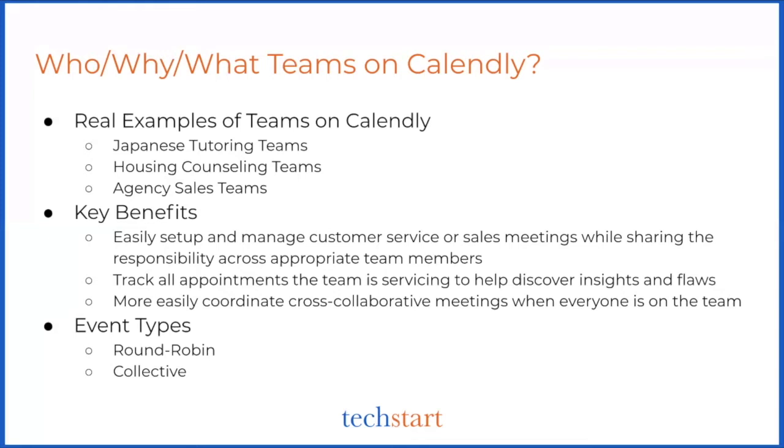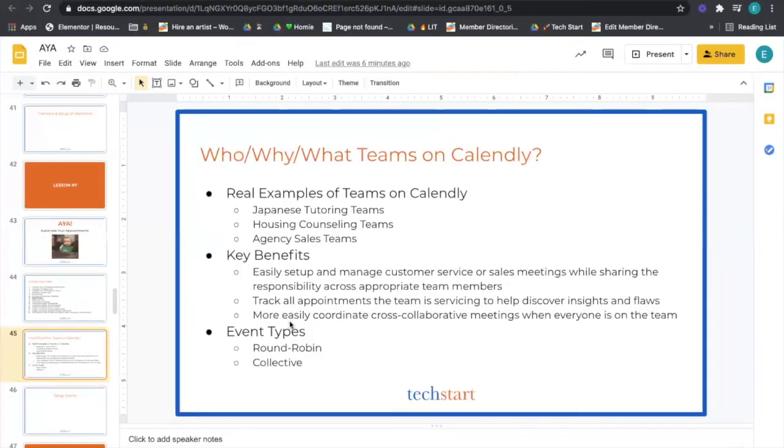And so today I'm going to show you how to set up this team, and then I'm also going to talk through the two event types that Calendly supports for teams. That's round robin and collective. So let's just dive in, and I'll explain how round robin and collective work as we go.